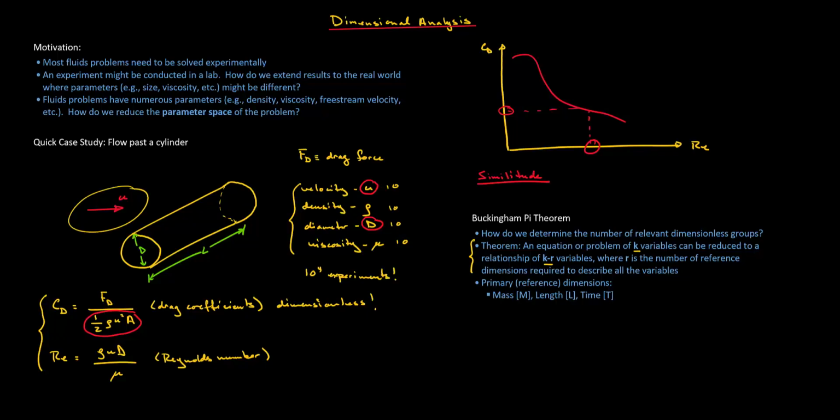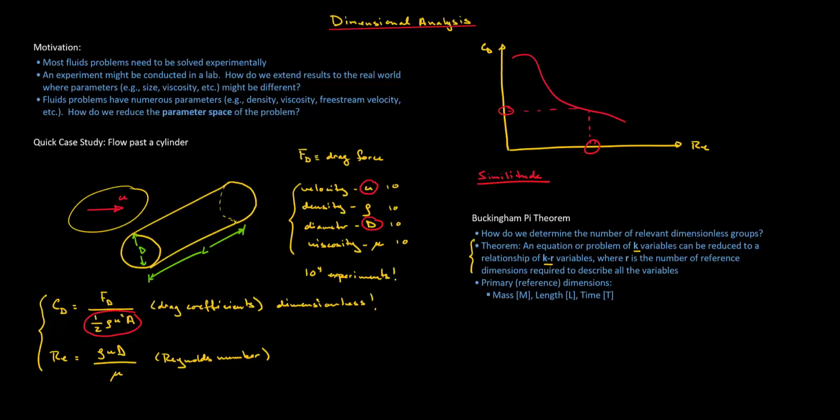Okay, so what this is saying is that if we have k variables that are important for a given problem, such as velocity, density, diameter, viscosity, for the case of the flow past the cylinder, we can reduce it to a problem of k minus r variables. So k minus r will be the number of dimensionless groups that we end up with, using this Buckingham Pi theorem, where r is the number of reference dimensions.